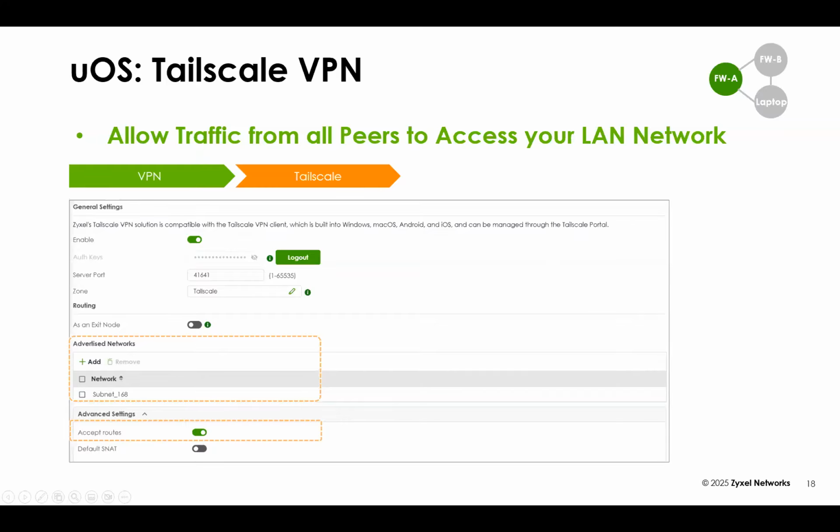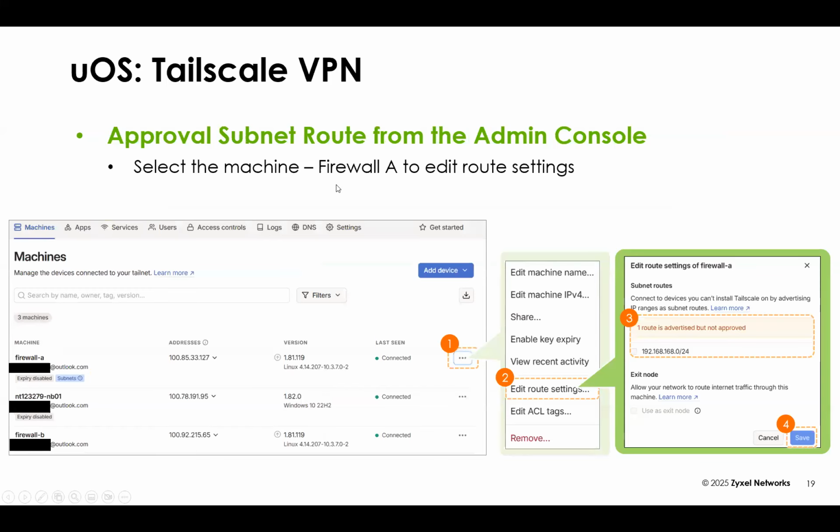The next thing we need to do is go back to our admin dashboard on Tailscale, and we now need to do one specific thing. We need to go to Firewall A. On the right-hand side, there is a settings option. You want to go to Edit Route Settings, and the route that we set up on the firewall will show up on the admin console as a route, but we need to approve it.